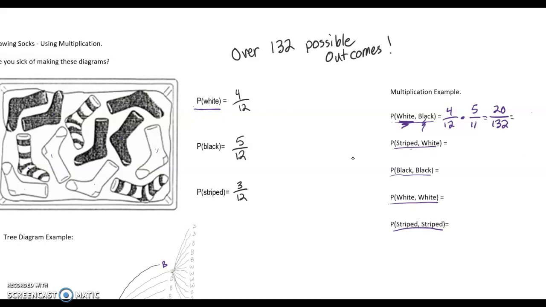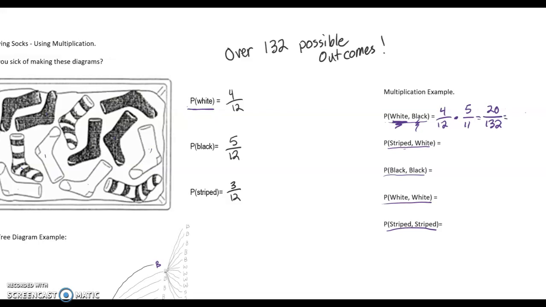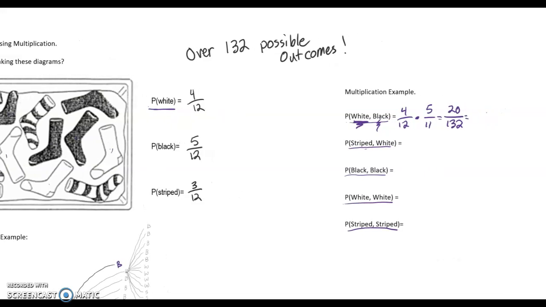Now, we can simplify this fraction, or we can just turn it into a decimal by taking our top number and dividing it by our bottom number. So we get 0.15 repeating, which if we times that by 100 in order to turn it to a percent, we get approximately 15%. So we have a 15% chance that we will choose a white sock first and then a black sock.